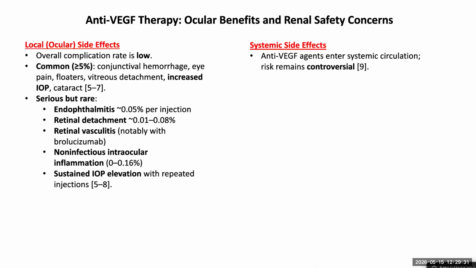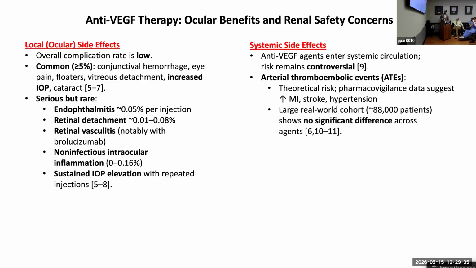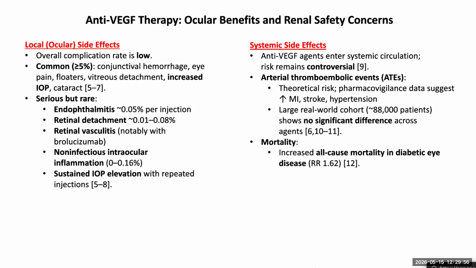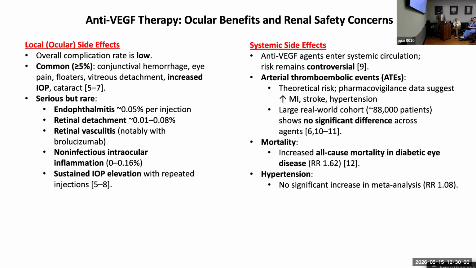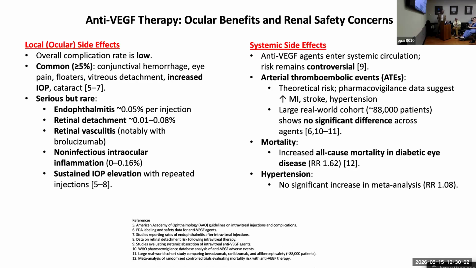So anti-VEGF agents enter the systemic circulation. Risk is still controversial. The events which are noted are arterial thromboembolic events. Theoretical risk is that it increases MI, stroke, and hypertension. So a large real-world cohort, including 88,000 patients, did not show any significant difference among the different agents. For all-cause mortality in diabetic eye disease and hypertension, no significant increase was noted in meta-analysis.